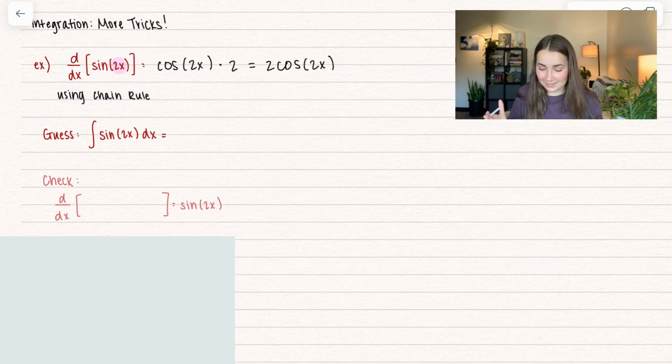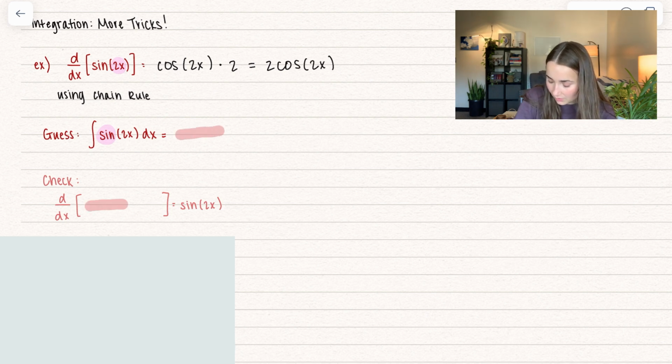So let's go ahead and think about what happens when we integrate. I'm not going to worry about the 2x right now. I'm just going to go ahead and worry about this sine. So I know whatever our solution is, when we take the derivative of it, we get positive sine. So let's go ahead and think about some values. In our case, this is going to be negative cosine. So when we take the derivative of negative cosine, we get positive sine.